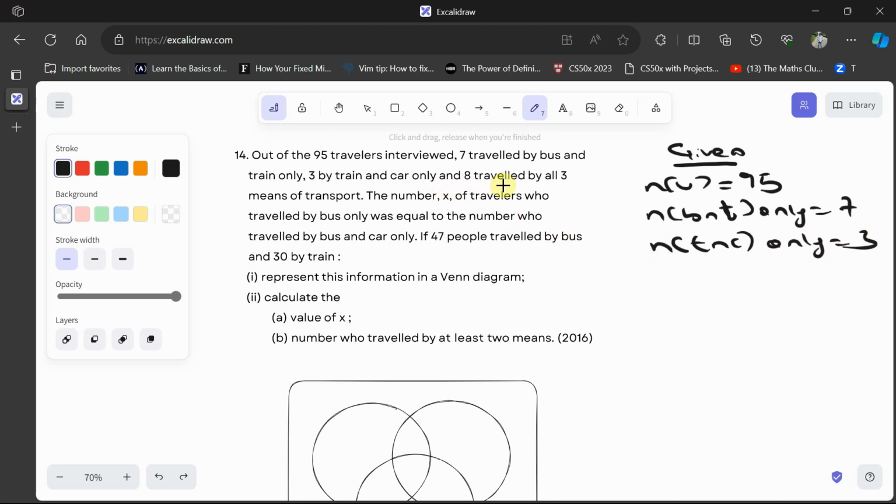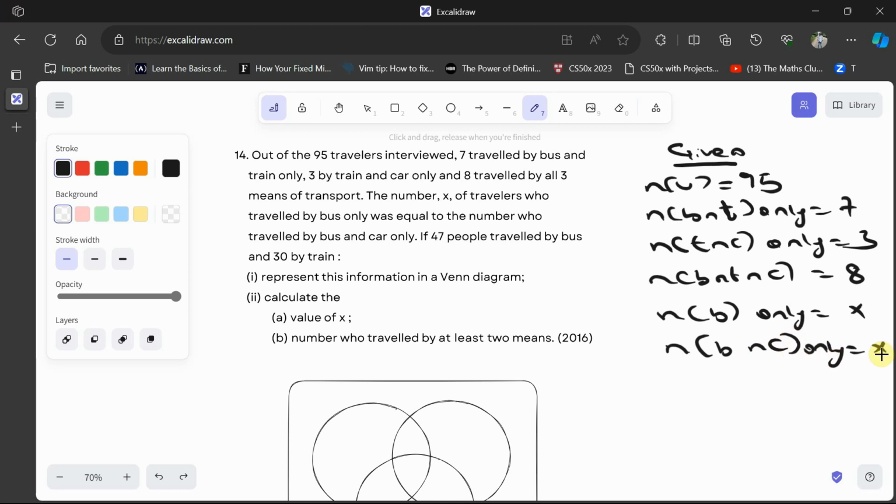Now it says 8 traveled by all 3 means, so n of b intersection t intersection c is equal to 8. It now says the number x of travelers who traveled by bus only, so n of b only is x. It also says that number x is equal to the number of people who traveled by bus and car only, so n of b intersection c only is also equal to x. It now says that the total number of people that traveled by bus, n of b, there is no only here, is 47, and n of t is 30.